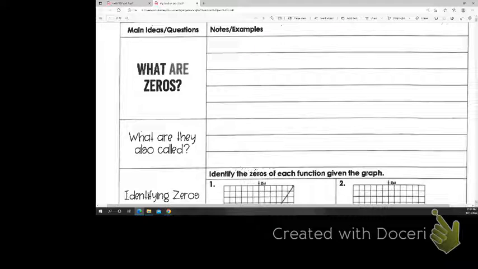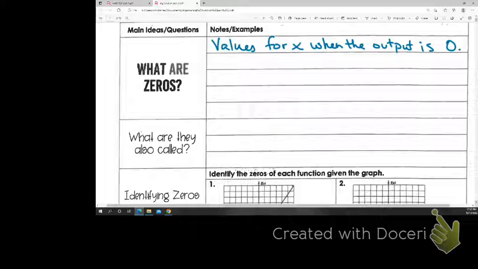Okay, so when we refer to the zeros of a function, the zeros of the function are the values for x when the output is 0. And remember that when we say the output is 0, that means that the y is equal to 0. So if we set the function equal to 0 and then we solve for x. So that's kind of how we're going to do it.